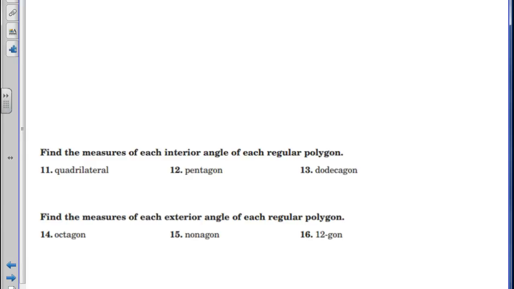Find the measures of each interior angle of a regular polygon. Well, we can definitely do that now.